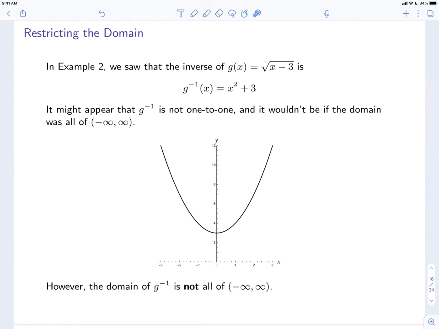Let's talk a little bit about restricting the domain. In example 2, we saw that the inverse of g at x equals the square root of x minus 3 is given by g inverse at x equals x squared plus 3. Now this might look like a problem because g inverse doesn't look like it's one-to-one, and it isn't one-to-one if you look at the entire real line from negative infinity to infinity, because the graph of this function, y equals x squared plus 3, is a parabola. However, the domain of g inverse is not the entire real line from minus infinity to positive infinity.